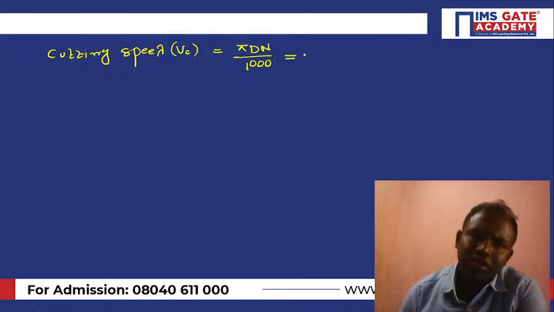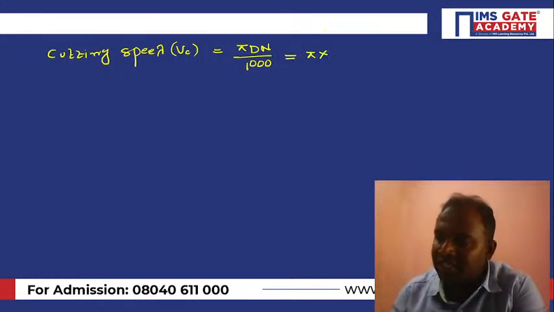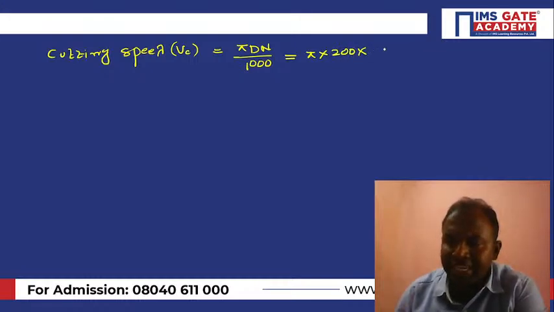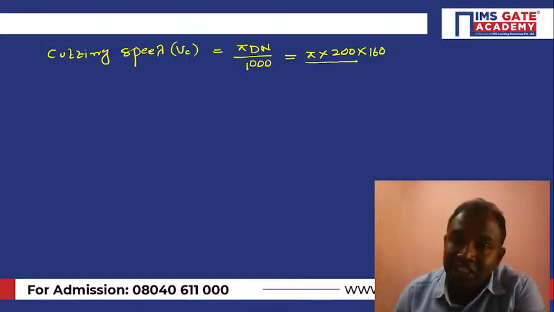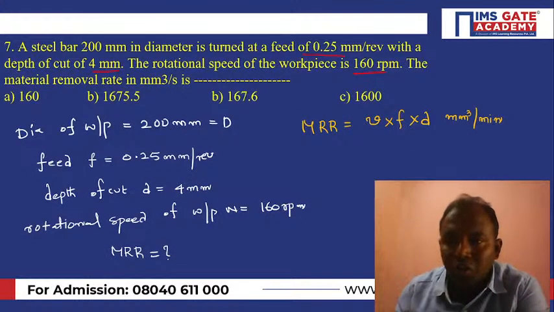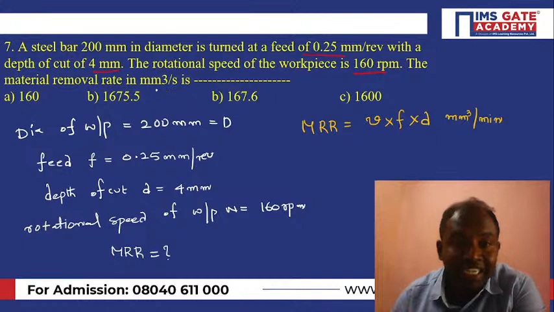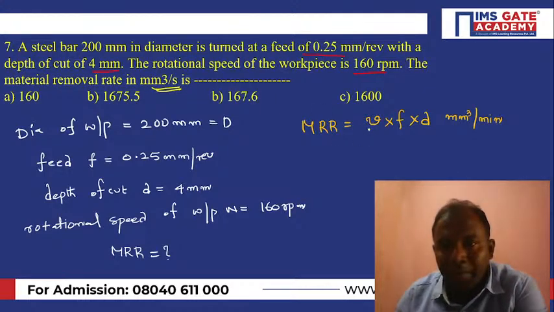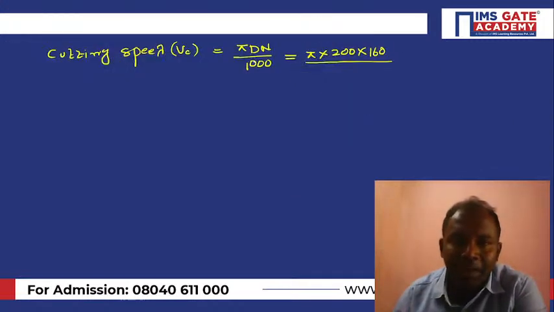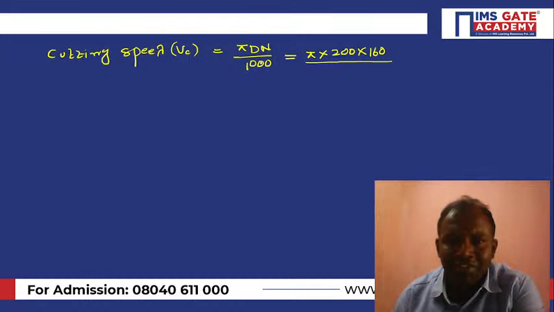So here we know that pi into d is how much, given guys? D is 200 mm and N is 160, given. Now, if I divide this with 1000, I'll get speed in meters per minute. But I don't require meters per minute, because metal removal rate is asked in mm cube per second. That is why I have to take my speed per second, so here I'm not dividing with 1000.